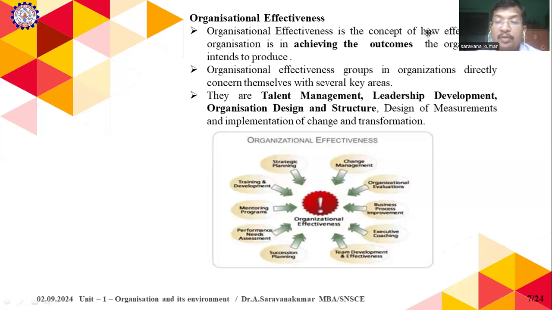So, what are the things covered under organizational effectiveness? Strategic planning, because whatever it is, you plan the strategy, and only then can you do your work. Then change management, organizational evaluation, BPI (business process improvement), executive coaching, team development and effectiveness, and succession planning, which is a very important term in an organization. In case of any absence, you can allocate the work to an additional person who will be responsible for taking that work and completing it, right? That is succession planning. Then performance needs assessment, mentoring programs, training and development. So these are the things covered under organizational effectiveness.